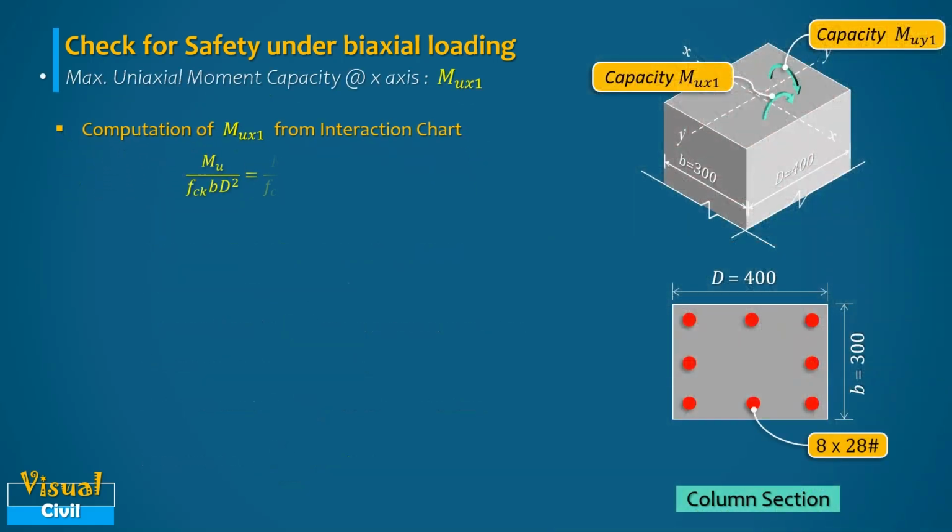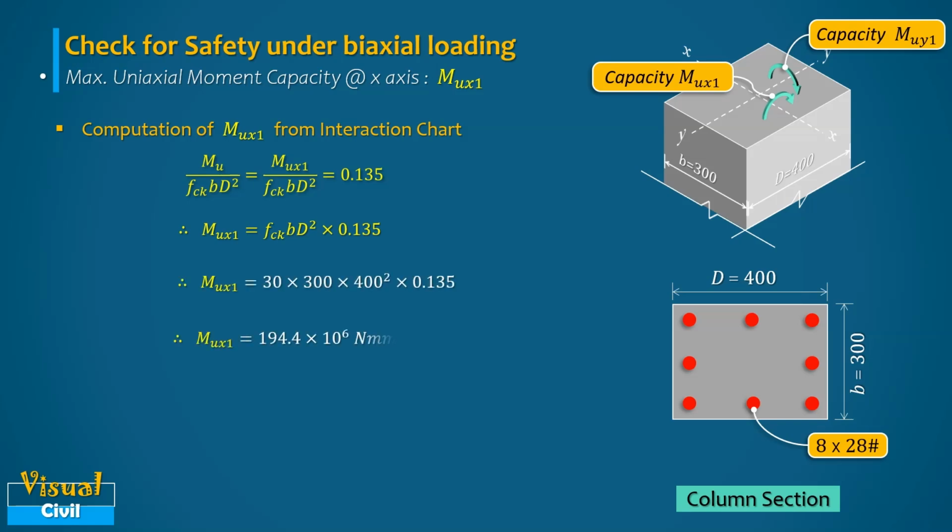Now assign Mux by fck bD square value to Mux1 by fck bD square. After putting the values of fck, b and D in this equation, we get Mux1 equal to 194.4 kilonewton meter. This is more than design moment Mutx.